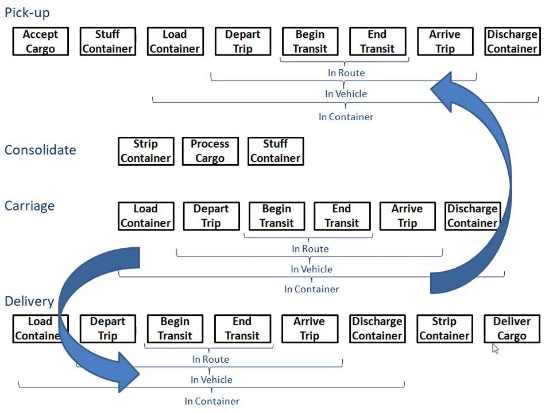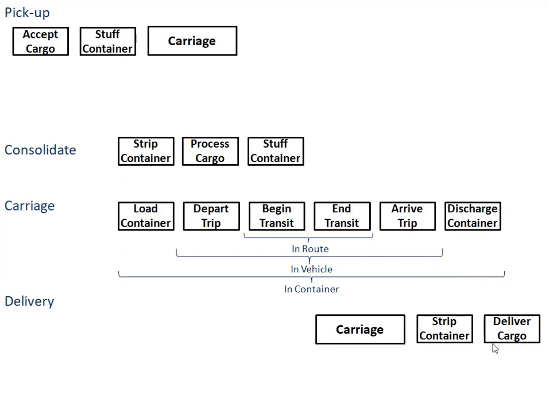We don't need to repeat that process 3 times and do 3 sets of requirements and 3 sets of design and things of that nature. So we'll typically abbreviate that to say the pickup ends with a carriage and the delivery begins with a carriage. That way we only have the carriage logic, that in-route, in-vehicle, in-container construct, documented once in our system flow.